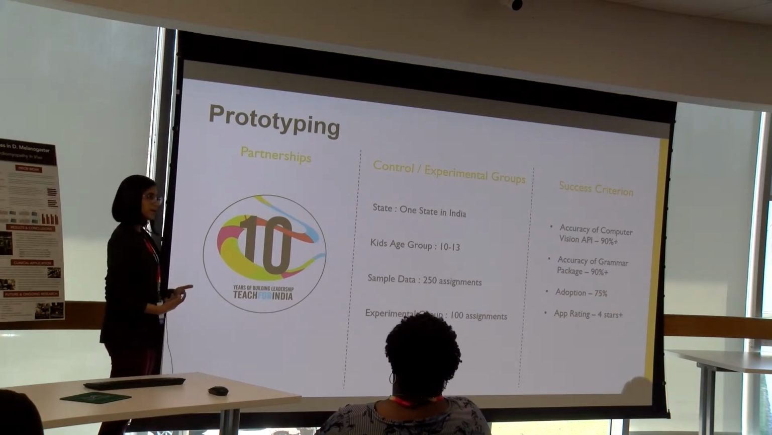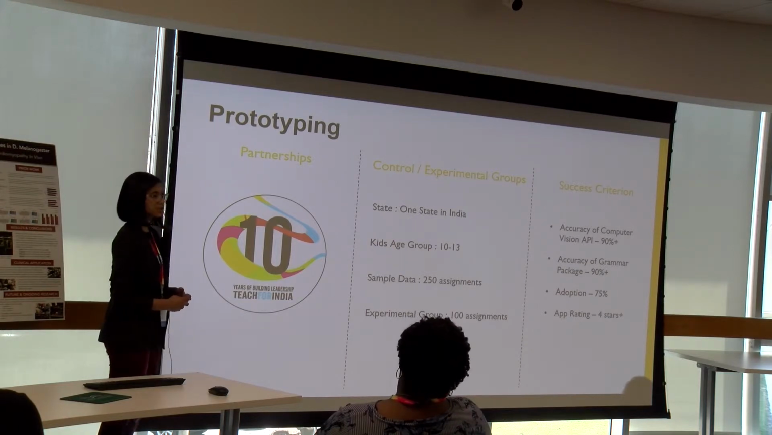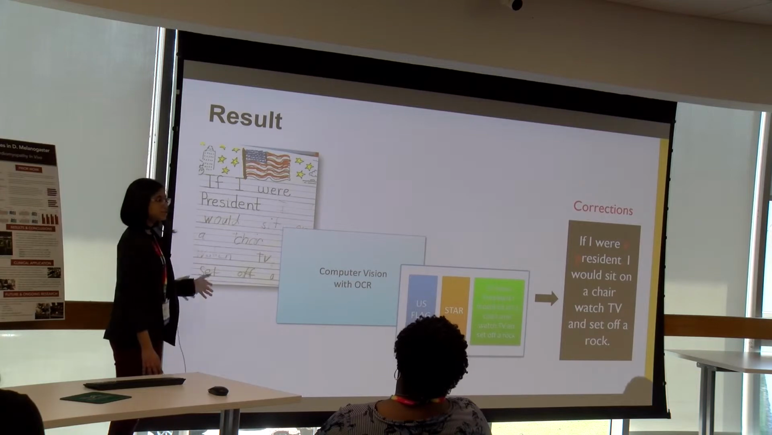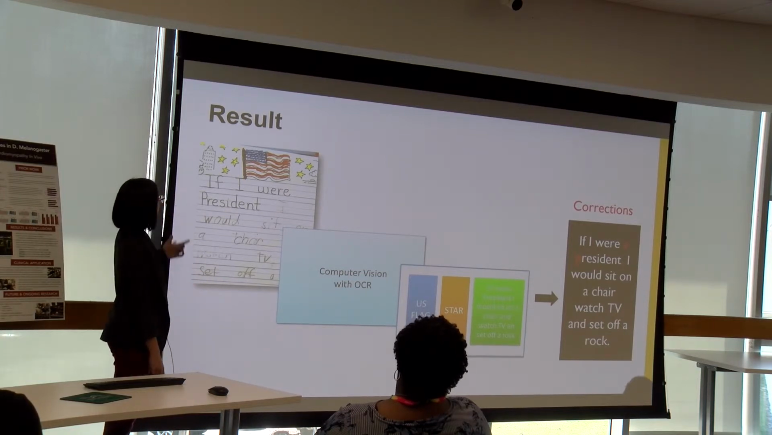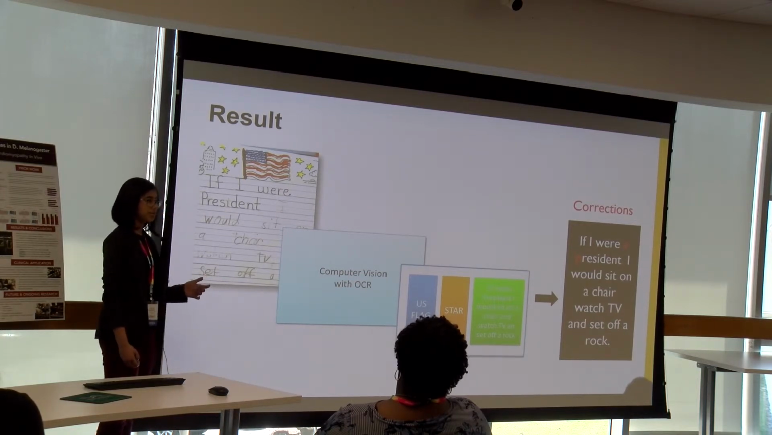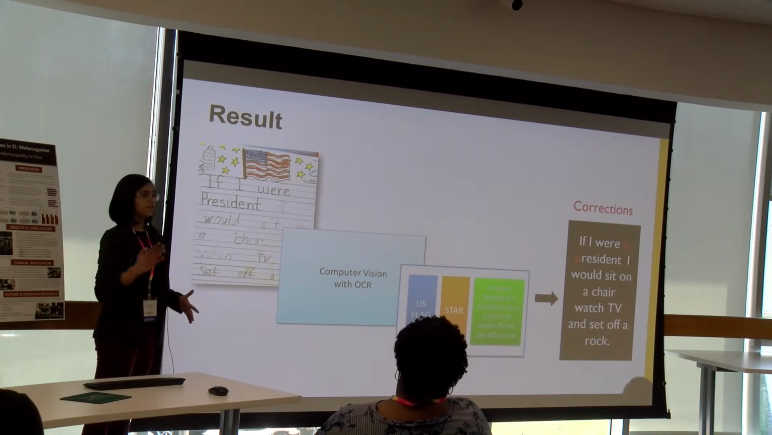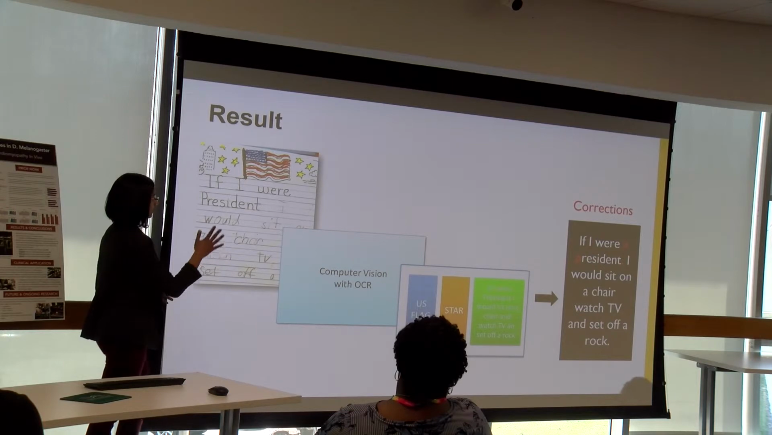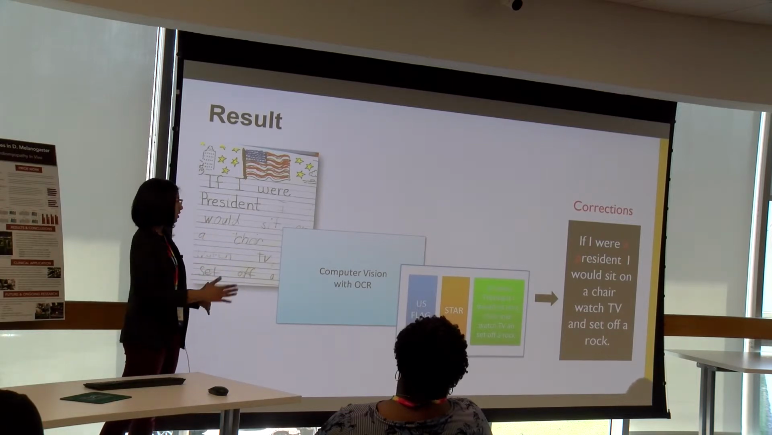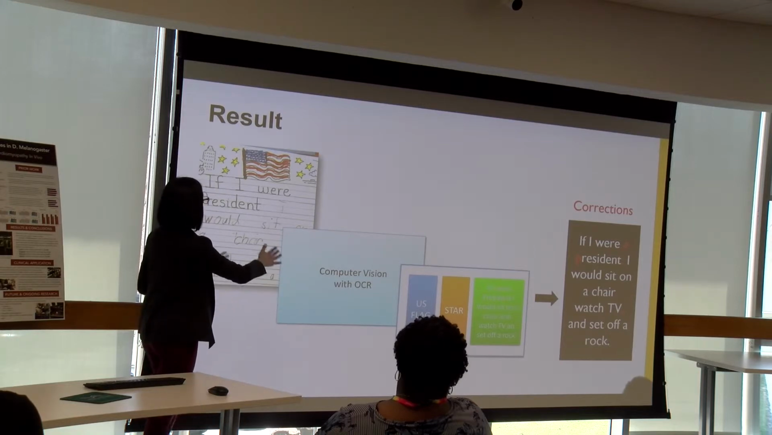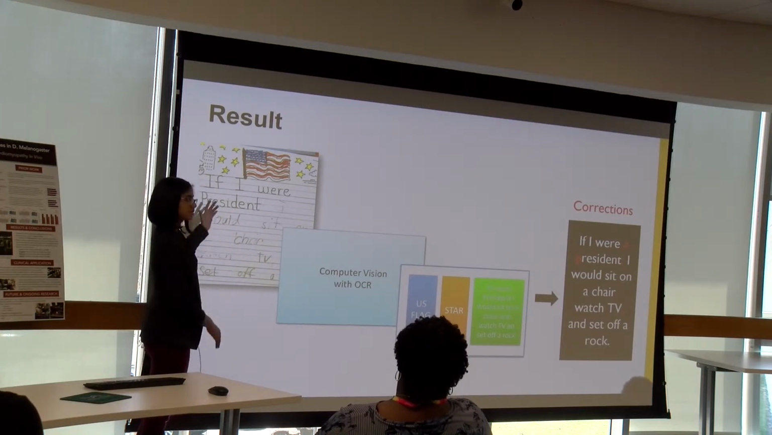And then the user-friendly app rating should be 4 stars and above. Now my result would look something like this. This is an example, an assignment from one of the students. As you can see here, there's text, there's some images, and then in the app, when they're taking the picture, it will convert this into machine readable format with computer vision with OCR. And then there's a US flag, there's some stars, and this is the text.